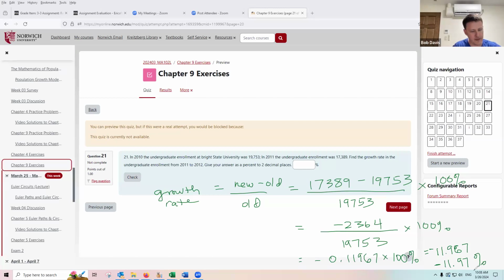Cool. I see what you mean as well. Now that I see the formula, I can see where it works out, exactly like you said. It's going to be a negative, a decrease, because it is a decrease from the old year to the new year. That's right. The enrollment went down, so it makes sense that it's a negative growth.